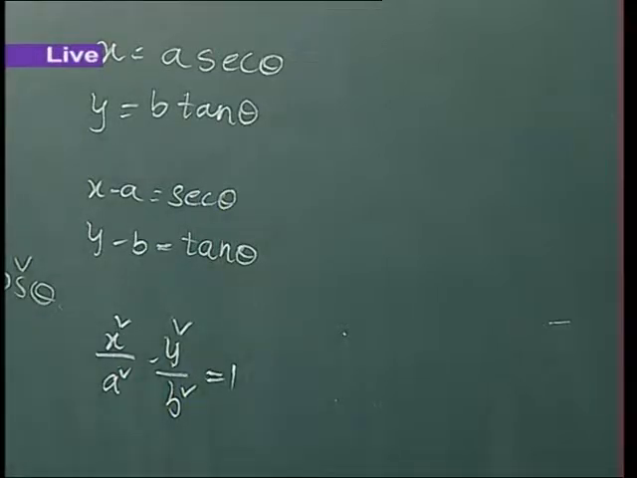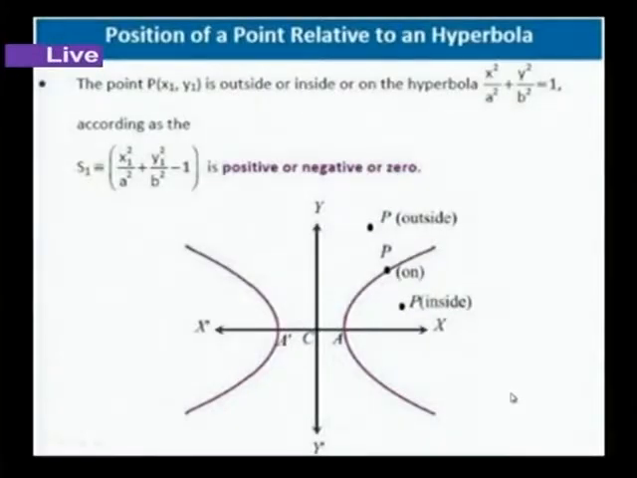Okay, friends, here we show a hyperbola diagram with the foci. Here two foci are there. It has a semi-major axis and a minor axis.